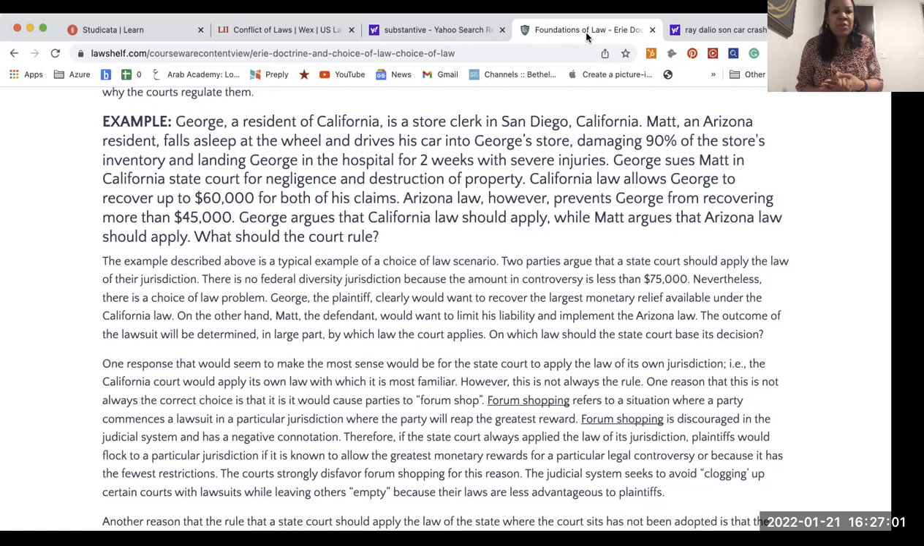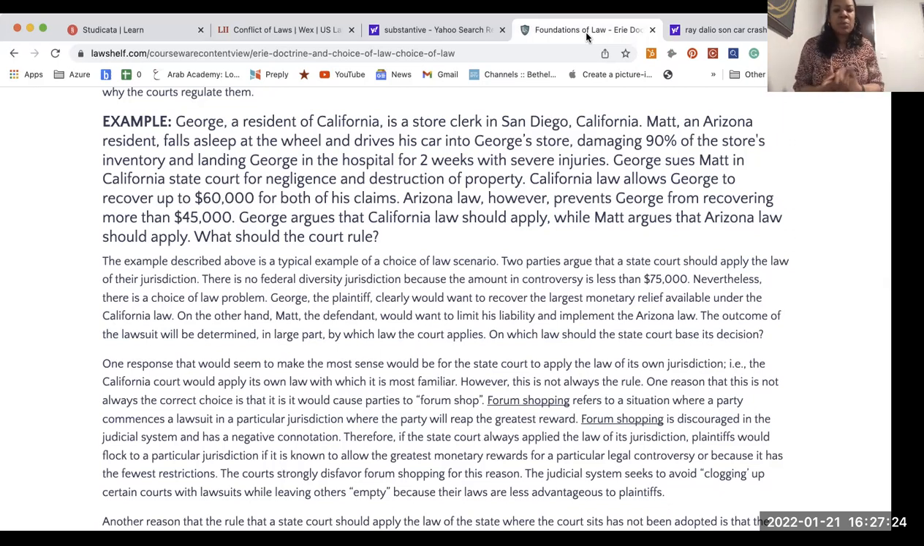The example described above is a typical example of a choice of law scenario. Two parties argue that a state court should apply the law of their jurisdiction. There is no federal diversity jurisdiction because the amount in controversy is less than $75,000. So we learned that before. So $75,000 is that threshold, right? It has to be less than 75,000. Nevertheless, there's a choice of law problem.